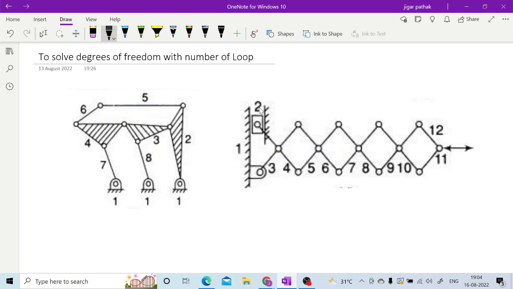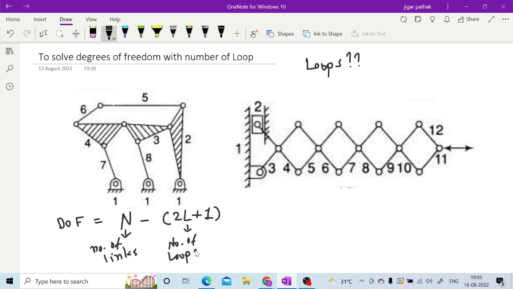Can we solve this by considering the number of loops in the mechanism? So that is also possible. You have the equation for solving the degree of freedom with the number of loops. Degree of freedom is equal to n minus 2l plus 1, right, where n is your number of links, and l is the number of loops present in the mechanism.